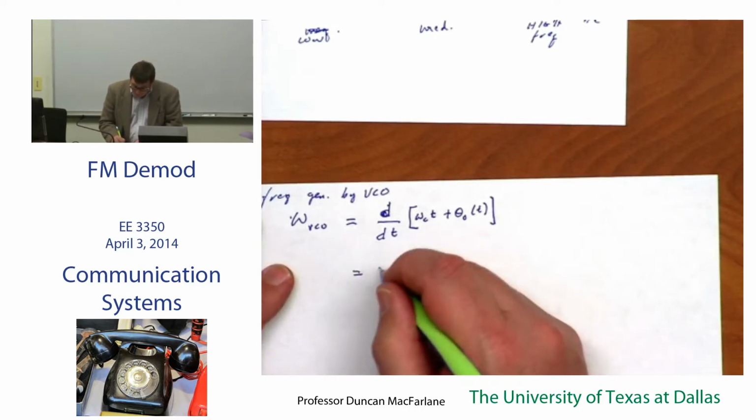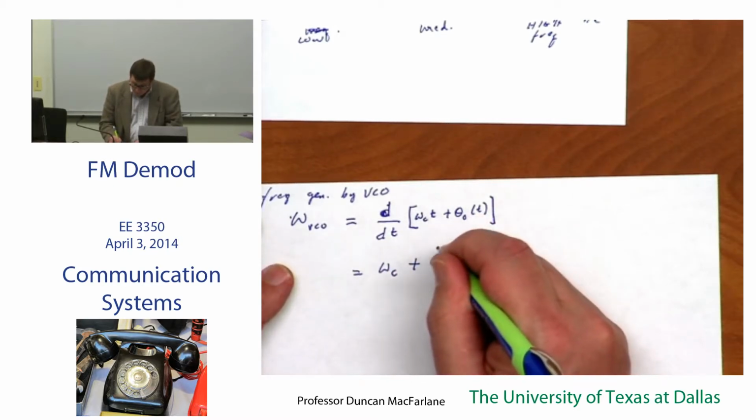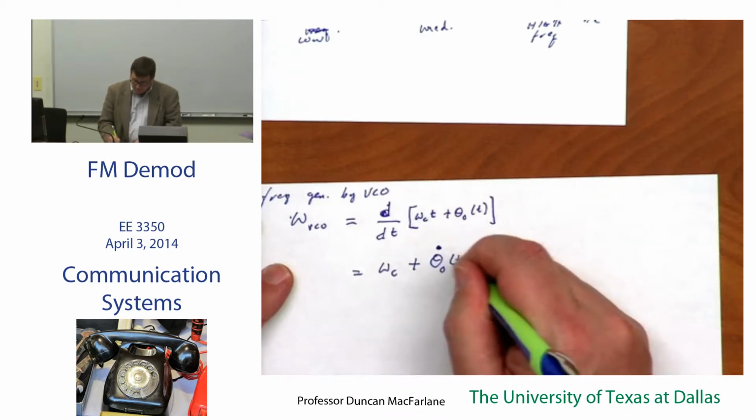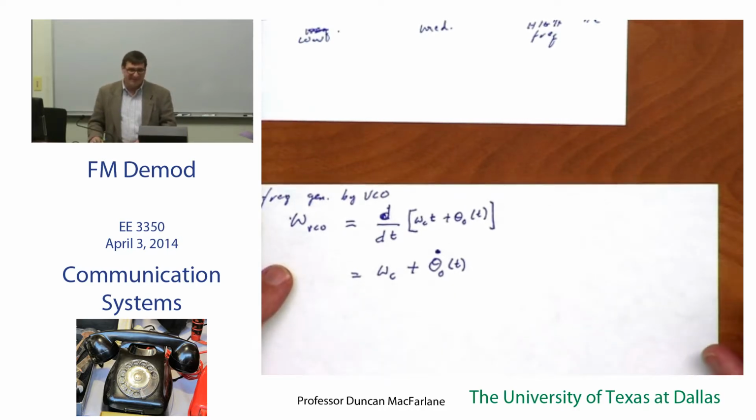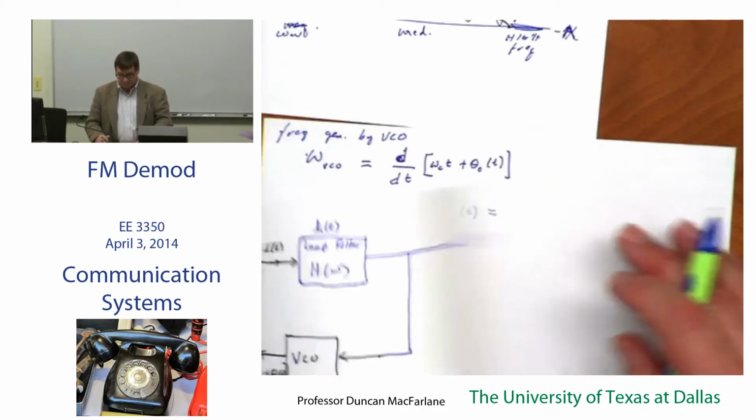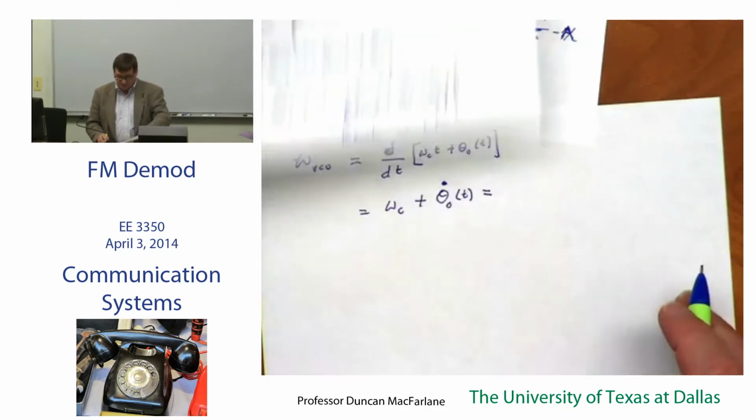Do the differentiation, and I get an omega c plus theta output, and I'll label the time derivative as a dot. Hopefully you've seen that enough times that you're comfortable with that notation. So that's the time derivative there. That's the instantaneous frequency, and that's proportional to whatever voltage I put on the VCO.